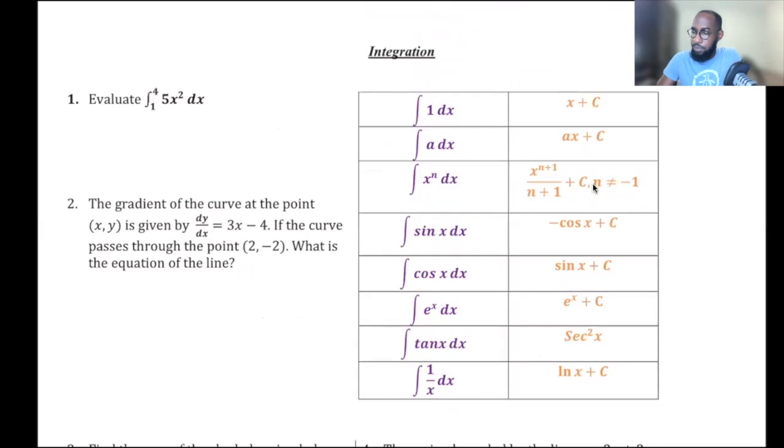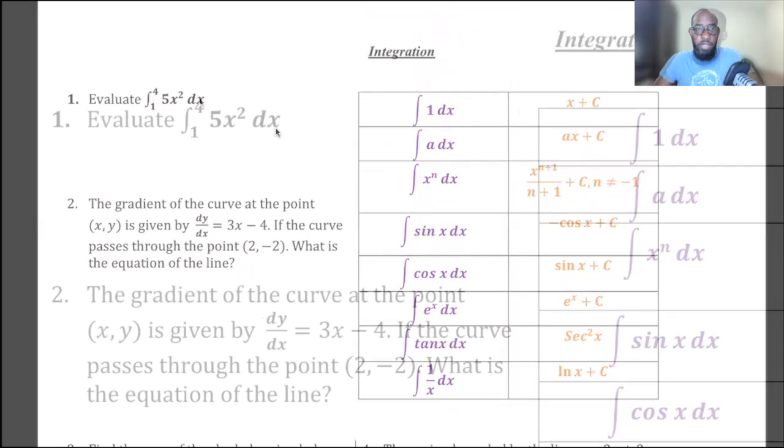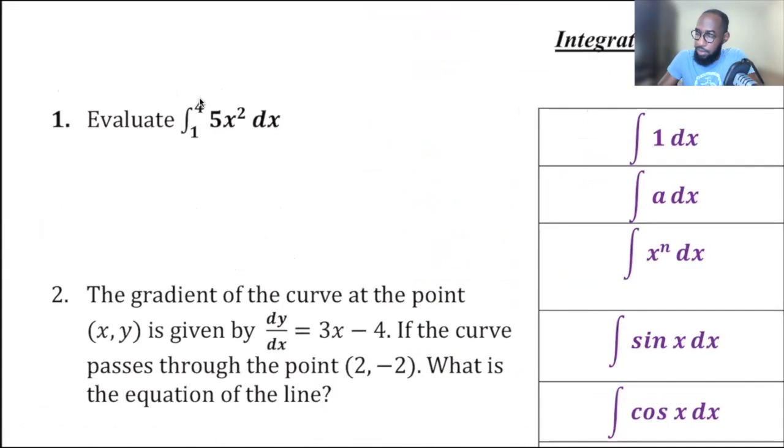So the first one, we could use either one or two, the first two rules. The integral of 5x squared is 5x cubed over 3. So this simply means, instead of writing c, you put your limits, a straight line with x equals 4 and x equals 1. You're going to substitute the value when x equals 4, subtract, then substitute when x equals 1. So that's what you're going to do now.